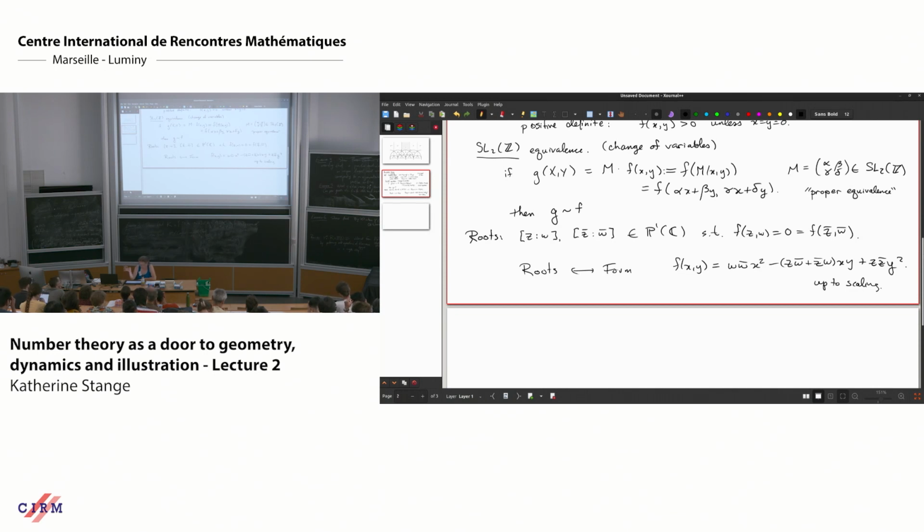Now we have this SL2 equivalence on forms, and that's going to give us an equivalence on the roots if we think about the form as being associated to the roots. Let's be explicit about that. If I do an equivalence by M inverse, I have to put an inverse somewhere to make this work, so I'm going to put it there. Then what happens is you basically apply M to the roots. You can see that from this right here, and its conjugate. So these are M applied to whatever your original roots were.